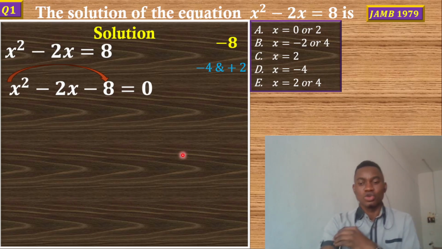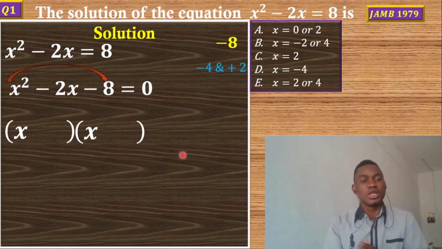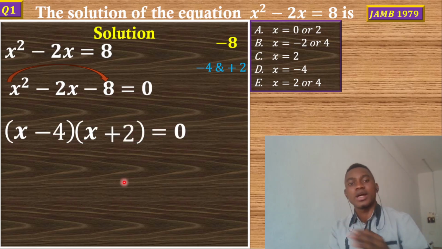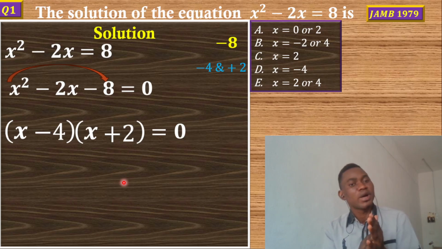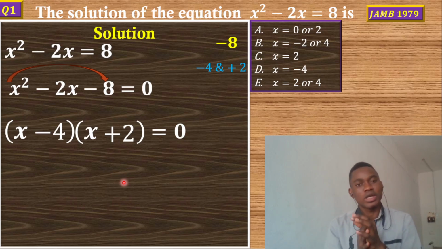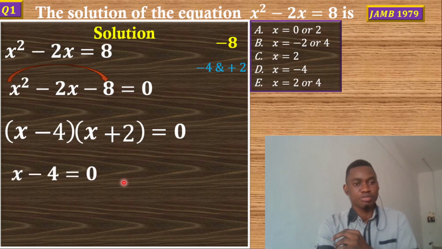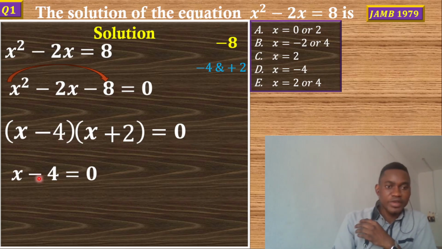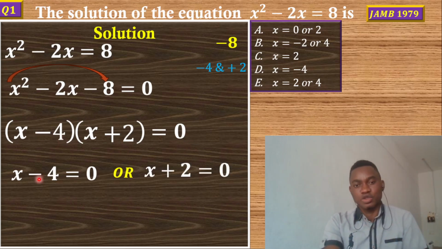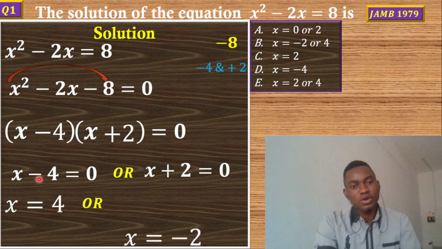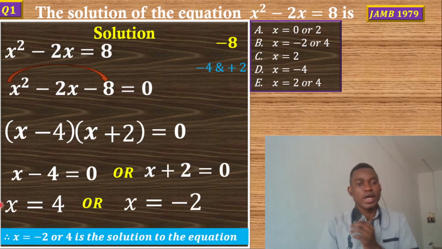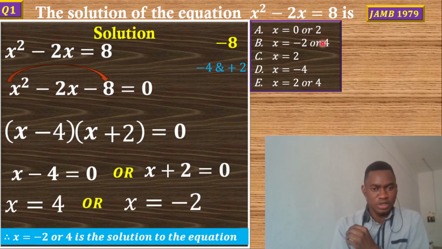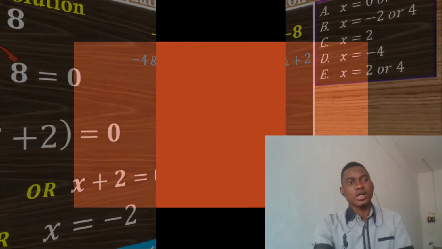So having gotten the factors, we proceed by inserting the factors in these two brackets. We have minus 4 comes here, then plus 2, then we maintain the right hand side. This method was used in one of my introductory videos on quadratic equation. Okay, so let's proceed. When two numbers or two expressions multiply to give 0, it means the first expression is 0 or the second expression is 0. So x equals to 4 or x equals to minus 2. Therefore, x equals to minus 2 or 4 is the solution to the equation, which means option B is the correct option.